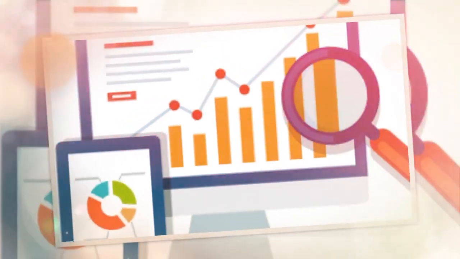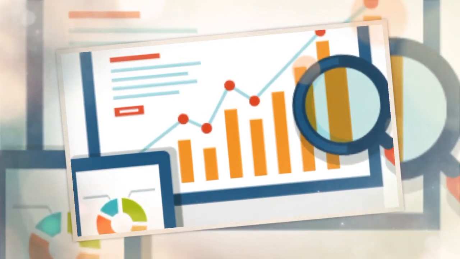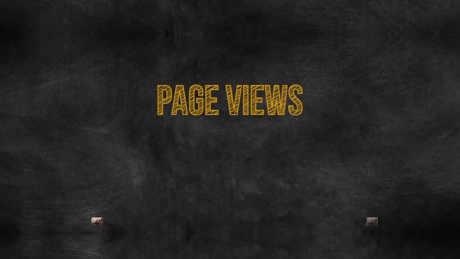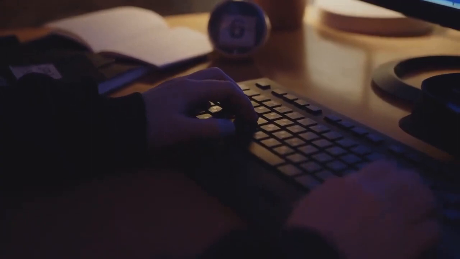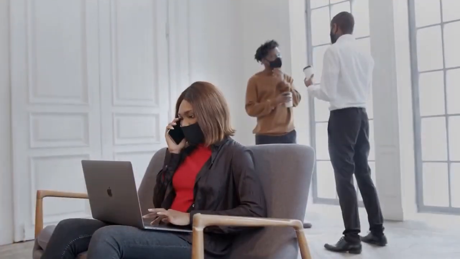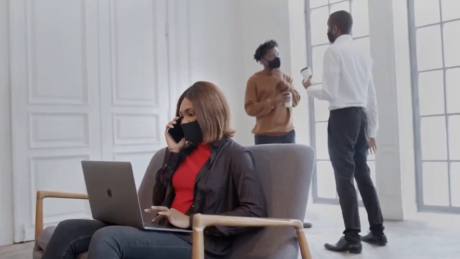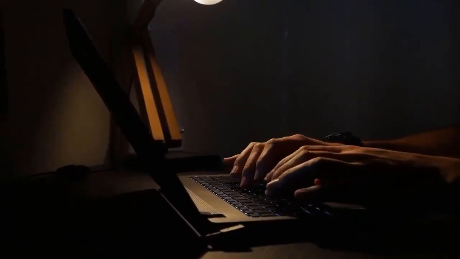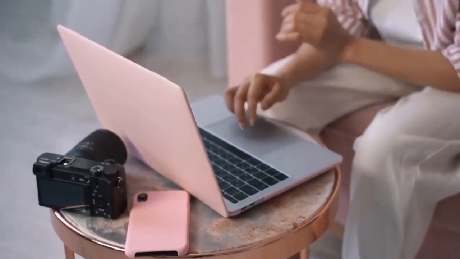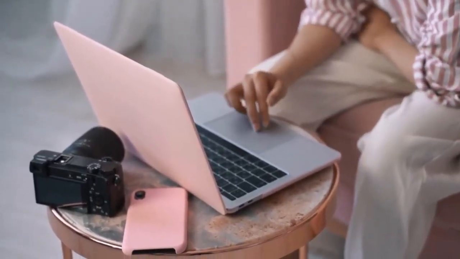Utilize web analytics tools like Google Analytics to gather data on your website's performance. Monitor metrics such as page views, bounce rates, average session duration, and conversion funnels to understand user behavior and optimize your website's user experience. Additionally, leverage social media analytics provided by the platforms you utilize. These analytics offer insights into your audience demographics, engagement rates, reach, and post performance. Use this data to determine which content resonates most with your audience and refine your social media strategy accordingly.